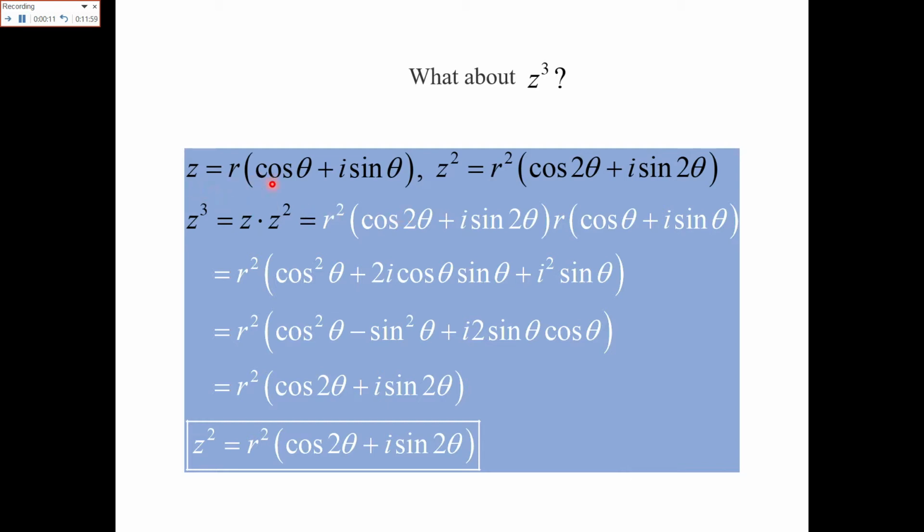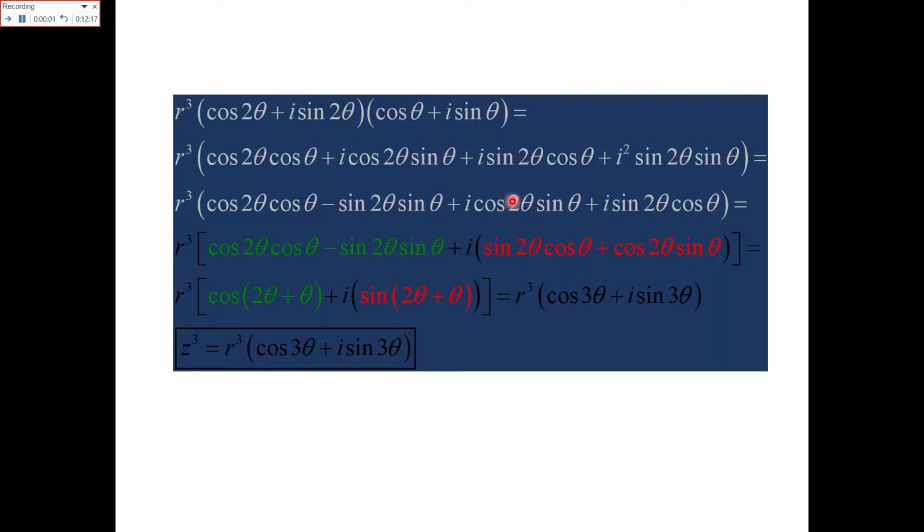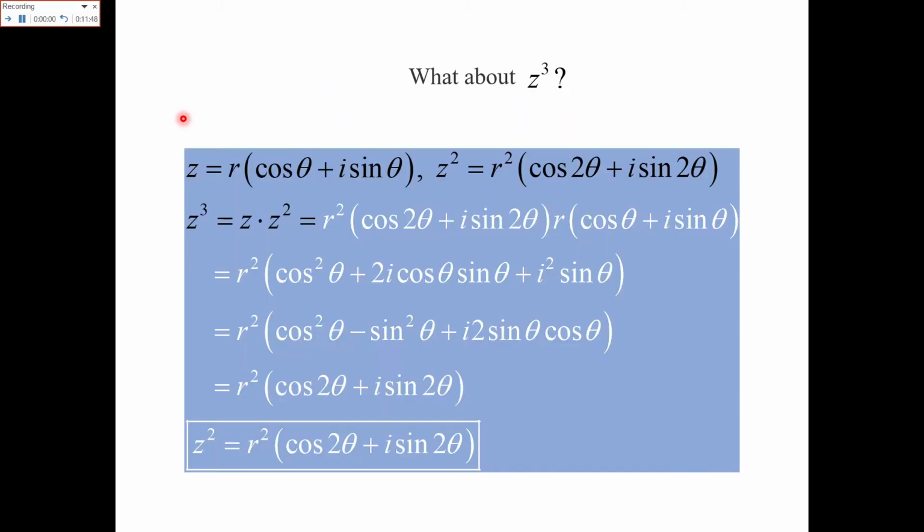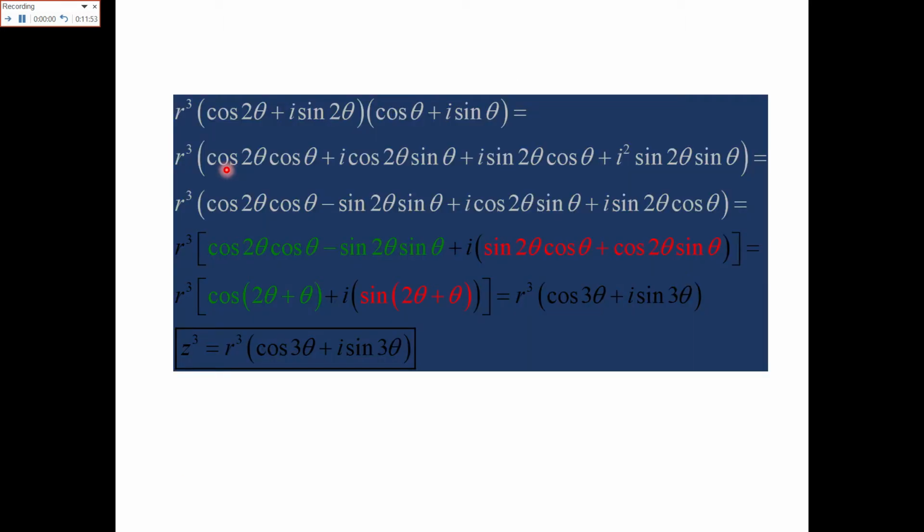Here z is equal to r (cos theta plus iota sin theta), and z square is equal to r square (cos 2 theta plus iota sin 2 theta). Now we will multiply both, so it becomes r cube (cos 2 theta plus iota sin 2 theta)(cos theta plus iota sin theta). R cube is because one r square is from here and one r is from here. Now we will multiply these two expressions.